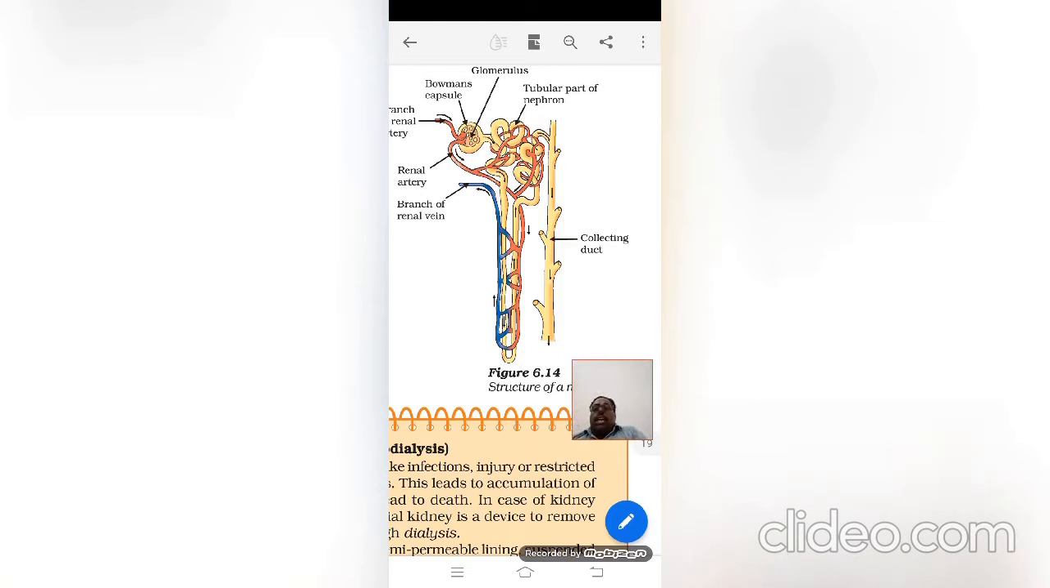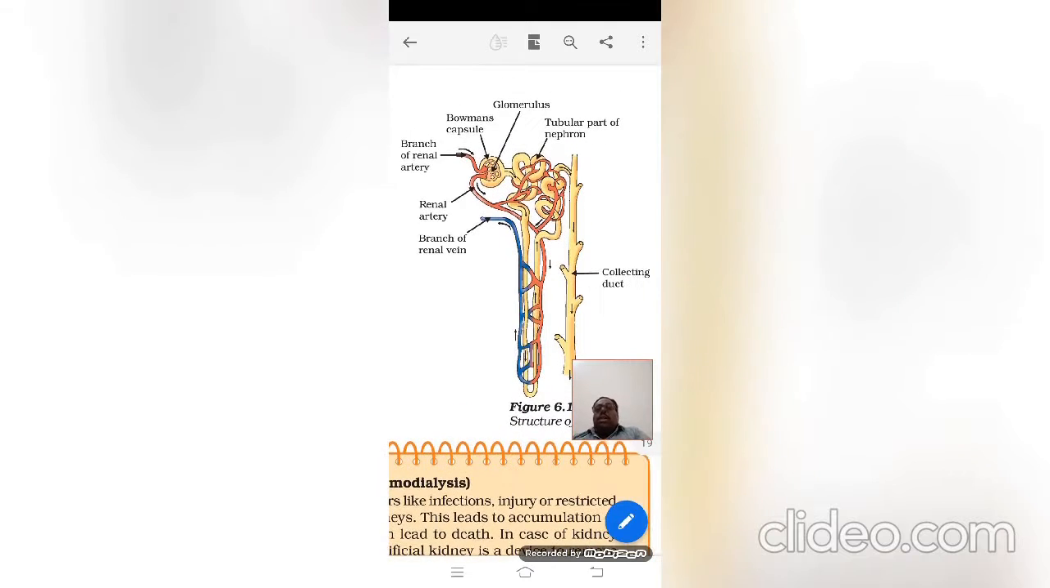The kidney can regulate the blood pH. It can regulate the blood pressure, blood osmolality, and it secretes some hormones known as erythropoietin, and some enzymes known as renin. It also helps in maintaining the blood glucose level. So a lot of things this kidney is doing. The kidney is very important to us.